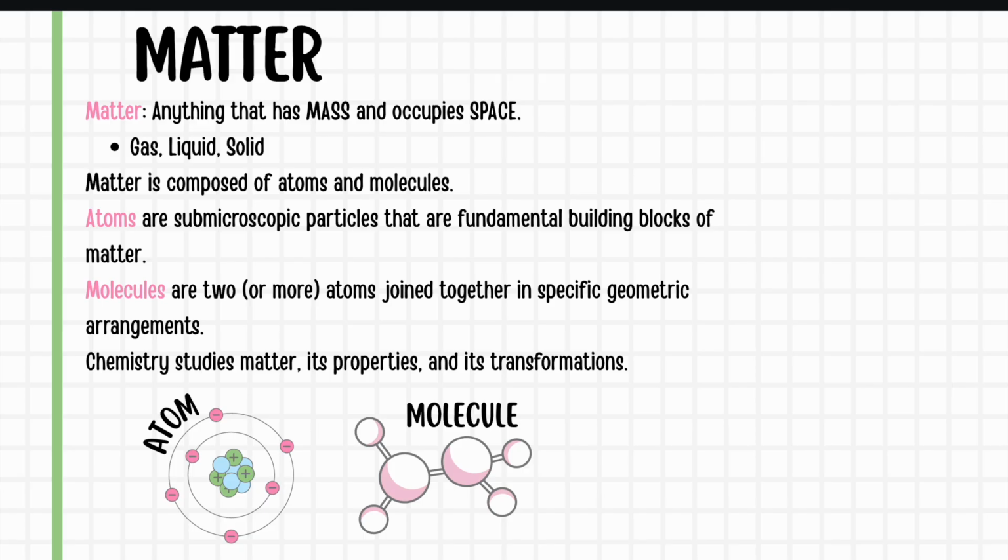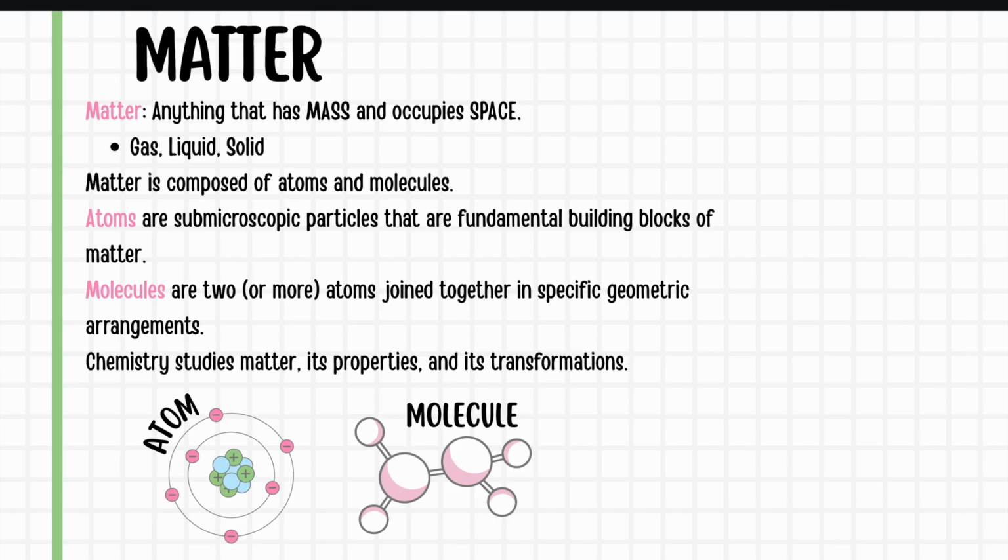Matter itself is specifically composed of atoms and molecules, and people think that they can use these two terms interchangeably, but that is wrong. Do not ever do that, because atoms and molecules are not the same. Atoms are submicroscopic particles that are the fundamental building blocks of matter. The keywords here are fundamental building blocks. This means that atoms cannot be broken down into anything else because they are what's used to build everything else. To put that in simpler terms, atoms are at the bottom of the pyramid. Everything else is made because of atoms.